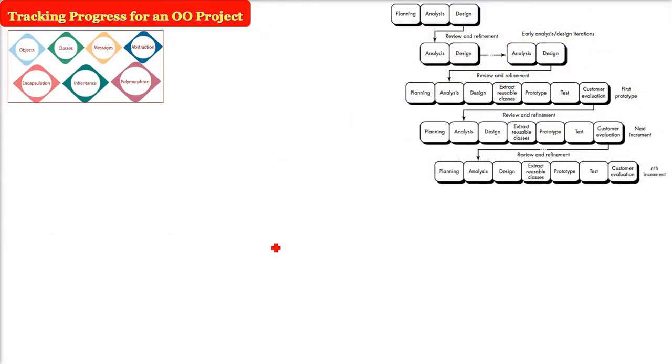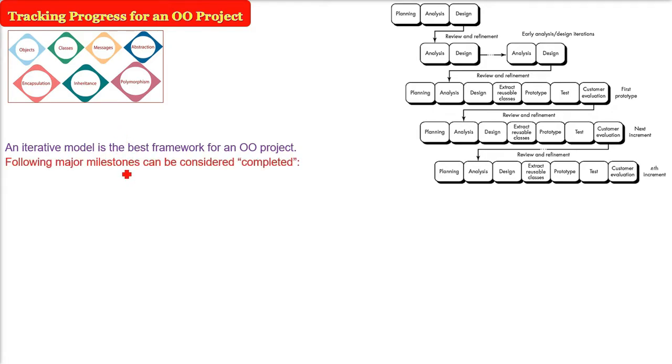Tracking progress for an object-oriented project. In an object-oriented project, the best framework is to use an iterative model, where the different milestones can be achieved and considered complete. This milestone, this milestone, this milestone, that is the tracking of progress.